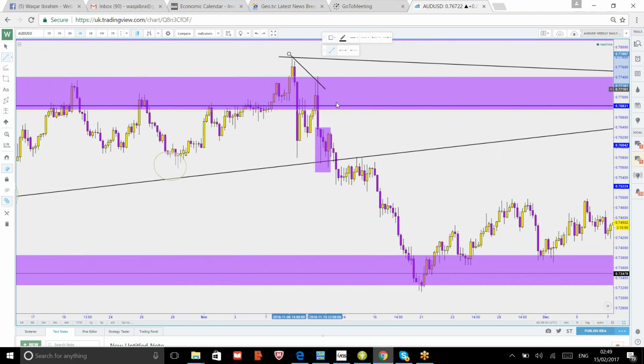Let's do our markups, guys. This is the resistance, right? Everybody agree? This is the resistance that you will be marking, the trend line resistance. If everybody agrees with me and understands why I marked this, say yes, all of you. I need you to understand this and confirm.